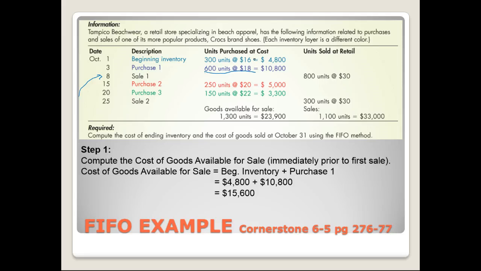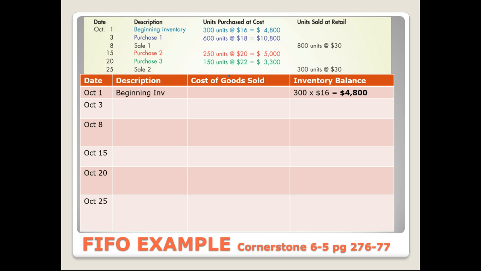Now, we'll move on and we'll figure out what happened when we sold the first group of shoes on October 8th. Well, it's first in, first out. What were the first shoes in inventory to start October? It was the 300 units at $16 a unit. Would that have completed the entire amount needed for sale 1? Nope. Because they needed 800 to sell, and that would have only given us 300 pairs. So they would have had to take another 500 pairs out of the group of inventory that cost $18 a pair, right? Well, let's look at how we actually think about this.